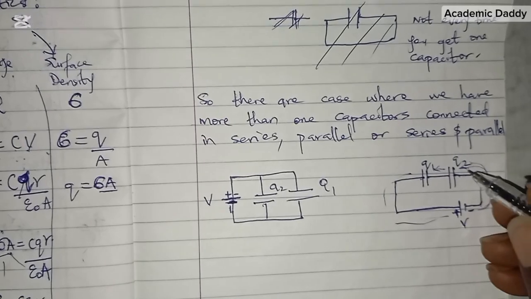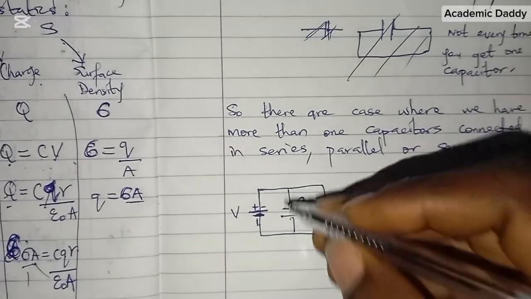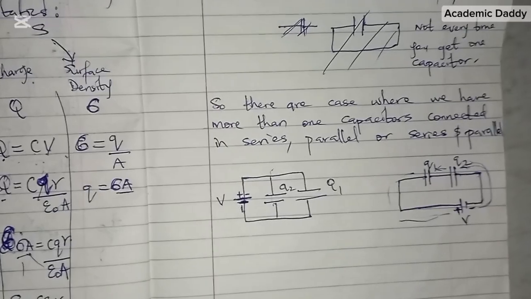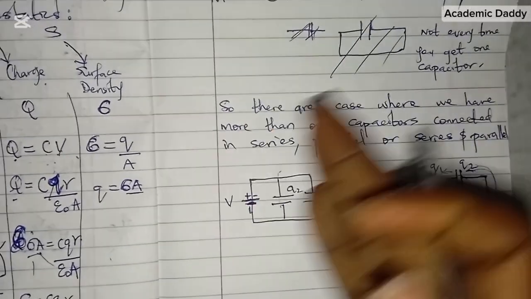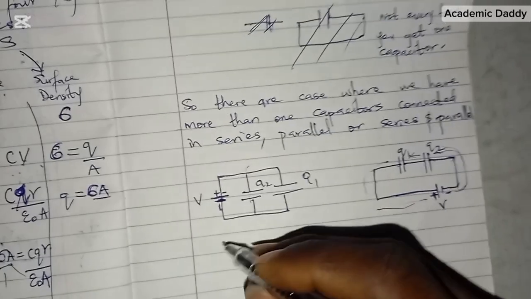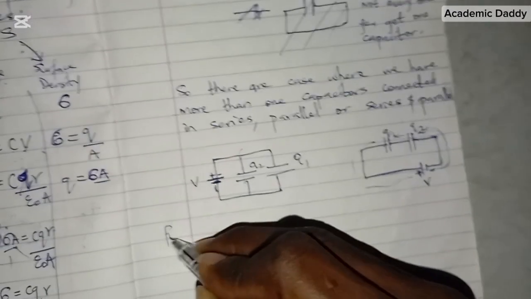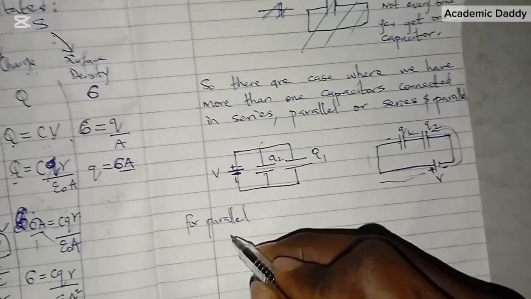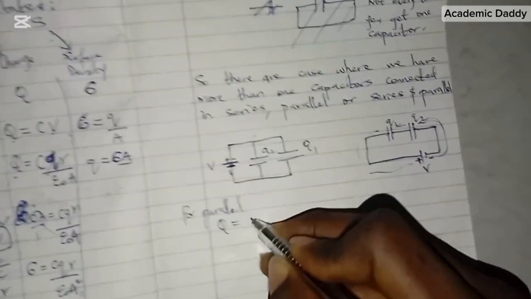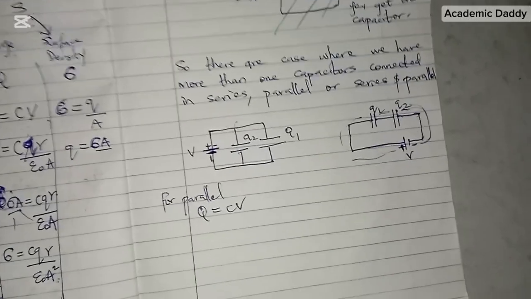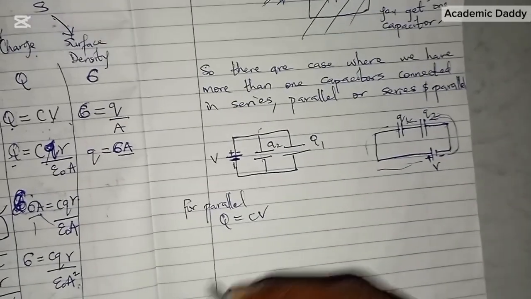So as it enters here and enters here, it is the same charge. But notice that if I have a charge here, this charge is different from this one. They are in different places. So for that reason, when we are calculating for parallel, we go back to our equation, which is Q equals CV. It's very important to remember it. Whenever you are doing this, you need to know that the voltage will always be the same.